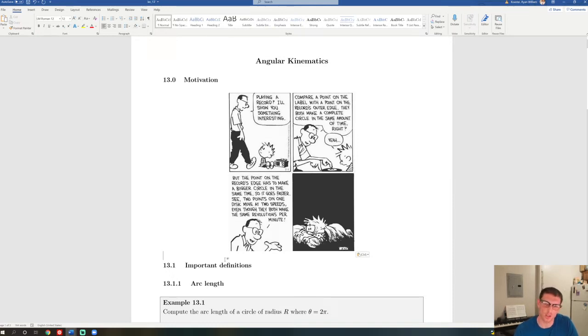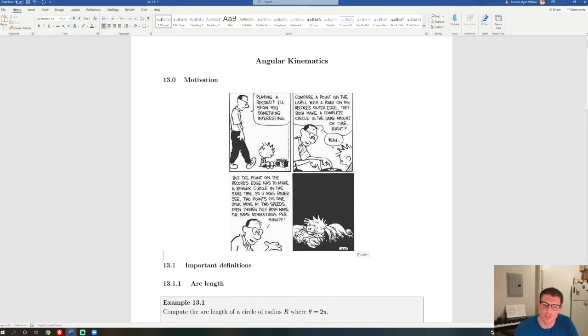So his dad walks up to him and says, "Playing a record? I'll show you something interesting. Compare a point on the label with a point on the record's outer edge. They both make a complete circle in the same amount of time, right?" And Calvin says, "Yeah." His dad goes on, "But the point on the record's edge has to make a bigger circle in the same time, so it goes faster. See, 2 points on one disk move at two speeds, even though they both make the same revolutions per minute."